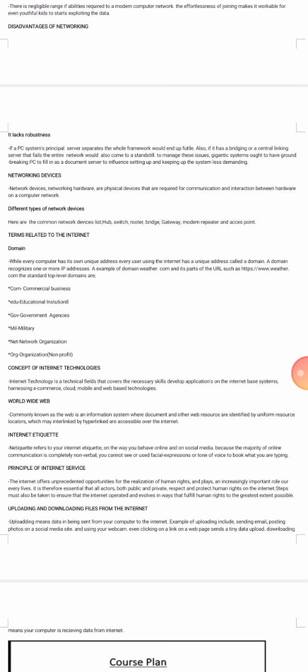Internet etiquette. Netiquette refers to your Internet etiquette, the way you behave online and on social media. Because the majority of online communication is completely nonverbal, you cannot see or use facial expression or tone of voice to back up what you are typing.